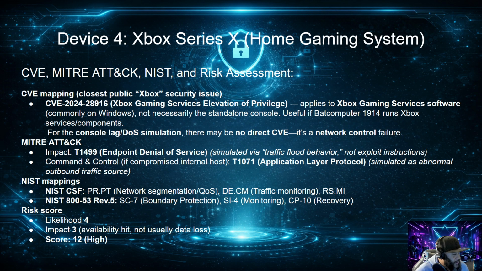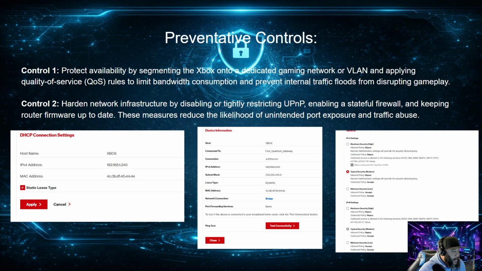The ATT&CK framework is going to be Impact, Command and Control. NIST mapping is going to be CSF or 800-53: network segmentation, traffic monitoring, boundary protection, monitoring, and recovery. The likelihood of this happening is a 4. The impact is 3. It's just a quality of living type thing. You want to be able to enjoy your games when you want to enjoy your games, how they're supposed to be enjoyed. So the score is fairly low, but it's still a high impact. So just keep going.